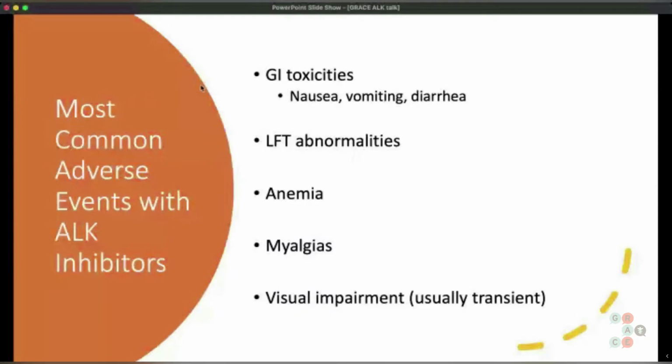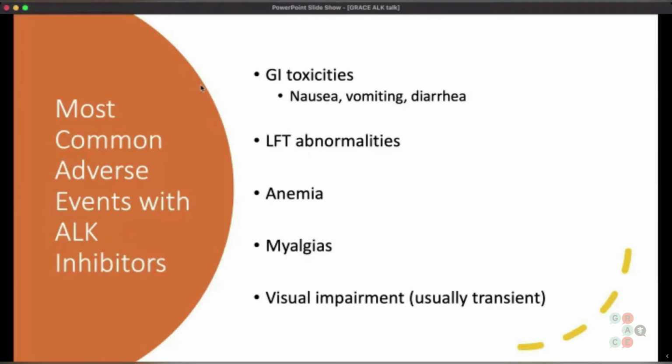Just to talk a little bit about the adverse events that are more commonly seen with these ALK inhibitors as a class, just wanted to mention that we do more commonly see GI toxicities, which include nausea, vomiting, and diarrhea with ALK inhibitors in general, as well as liver function abnormalities. These were more commonly seen with the earlier generation ALK tyrosine kinase inhibitors, crizotinib and ceritinib, compared to the later generation ALK inhibitors, but just important to keep these toxicities in mind.